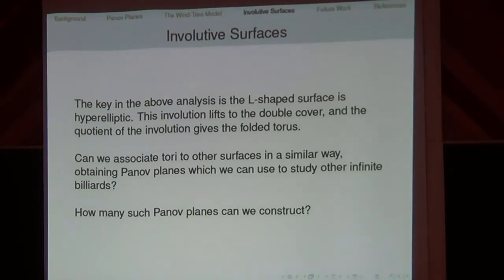Okay. So the proofs of a lot of these properties rely heavily on the fact that this L that's covered by the wind-tree is a hyperelliptic surface. So what we'd like to do is generalize that just a little bit to say, okay, what if I'm not looking exactly at the L, if I'm looking at a different hyperelliptic surface? Or what if I'm looking in general at a surface that just has some involution, not necessarily hyperelliptic? Can we apply the same sort of ideas to study surfaces in those particular cases?